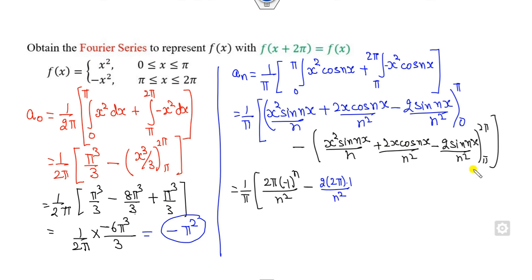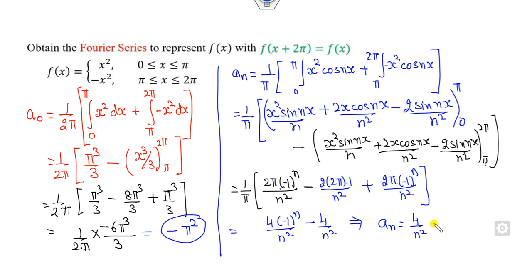This number is 0. When I substitute pi, sine n pi is 0, this number will be here, so the lower limit is negative, minus plus 2 times pi cos n pi will be this, and sine n pi will be 0. Now you can see it's 4 times, so pi will be cancelled out. It's 4 times minus 1 raised to power n over n square. So what is my an? An is 4 over n square times minus 1 raised to power n minus 1. So this is my an.